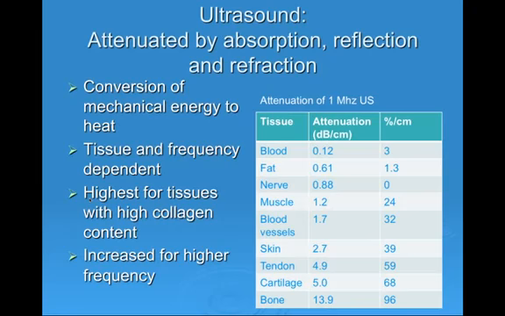And so that's going to be very dependent on the frequency that we've chosen and also the tissue that we're going through. And I mentioned earlier that it's highest for materials that have a high collagen content, and it also increases when we're using that higher frequency as well. So looking through the table right here, we can see that blood attenuates ultrasound very low, 0.12 decibels or dB per centimeter. But if we look down to bone, it's very, very high.